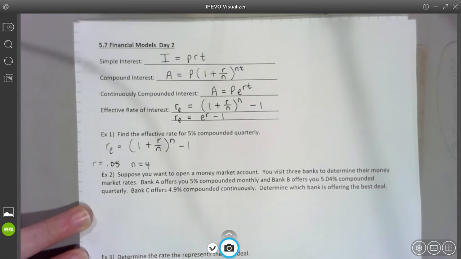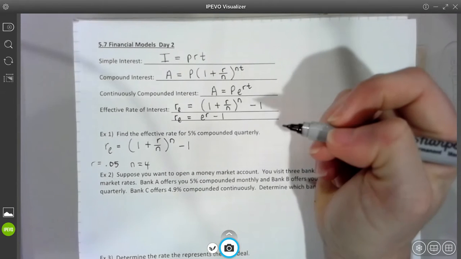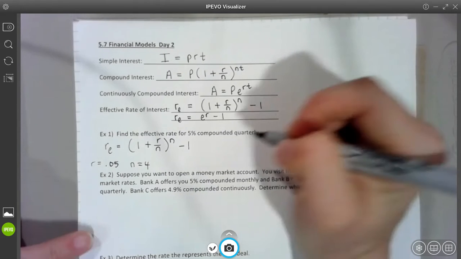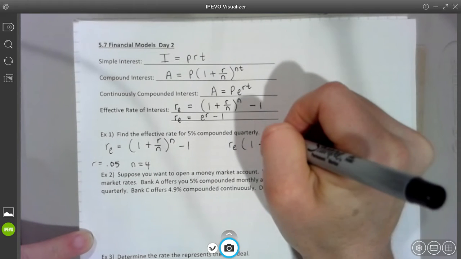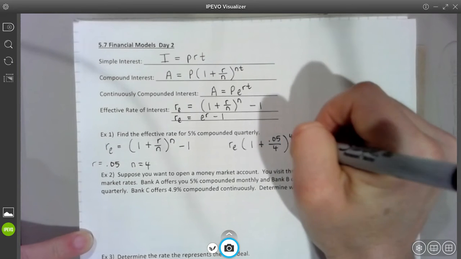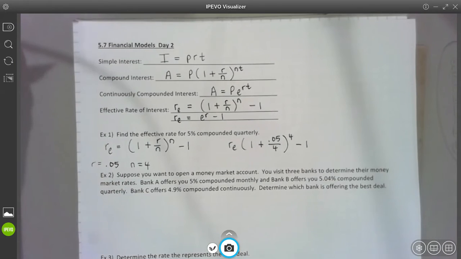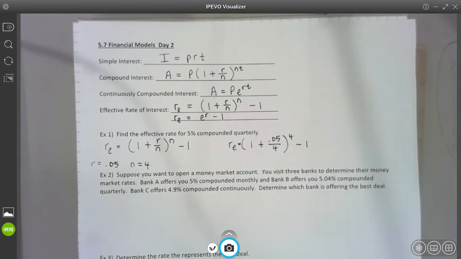We're always trying to find the effective rate per 1 year. All right, let's plug in our information and let the formula do all the work. The rate that would yield the same amount of money as this is going to be 1 plus 0.05 divided by 4, to the power of 4, and then minus 1. And guys, if you don't get a rate higher than 5%, you did not type it into your calculator right.